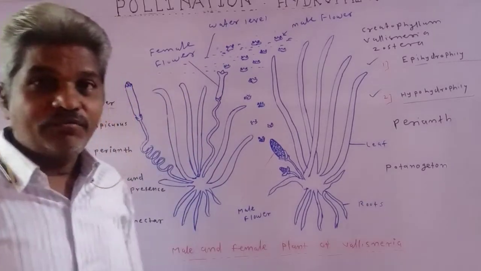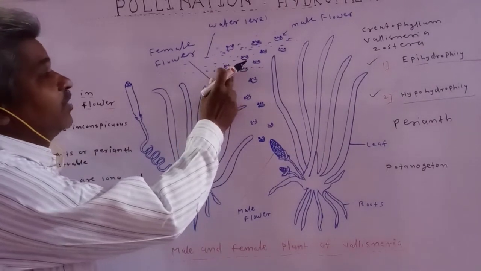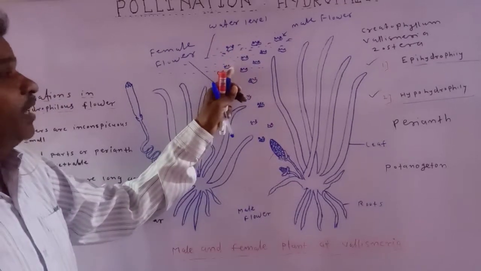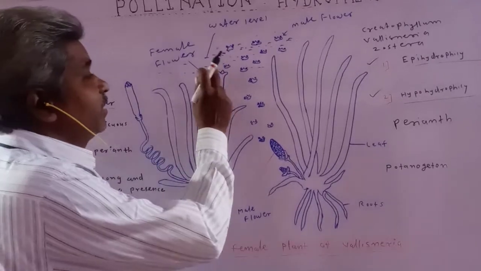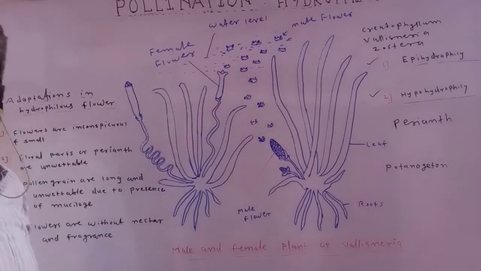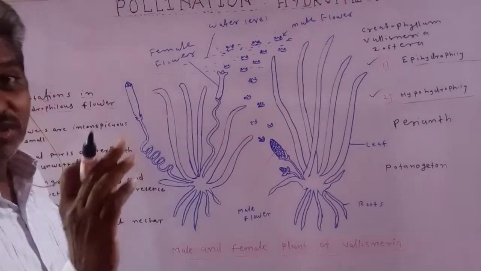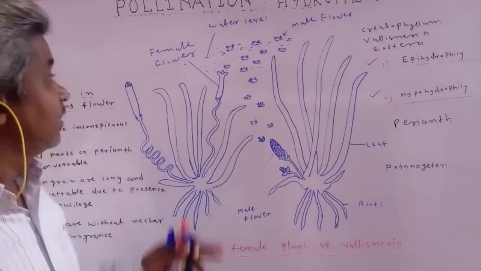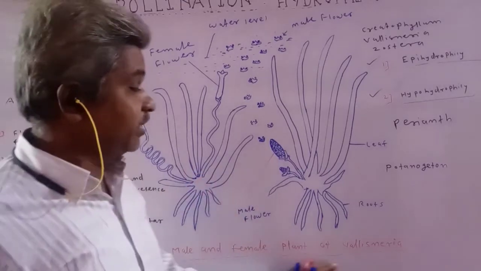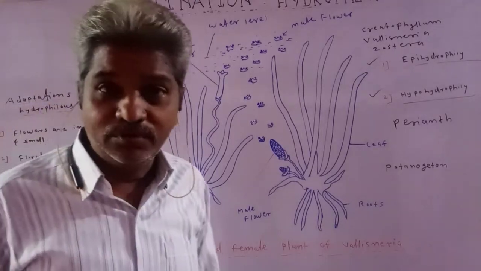surface of water. When the female flower comes to the surface of water, it receives the pollen grains from the male flowers already floating on the surface. Pollination occurs on the surface of water. The female flower becomes horizontal and receives the pollen grains from the male flower. In this way, Vallisneria is one of the important examples where epihydrophily is observed.